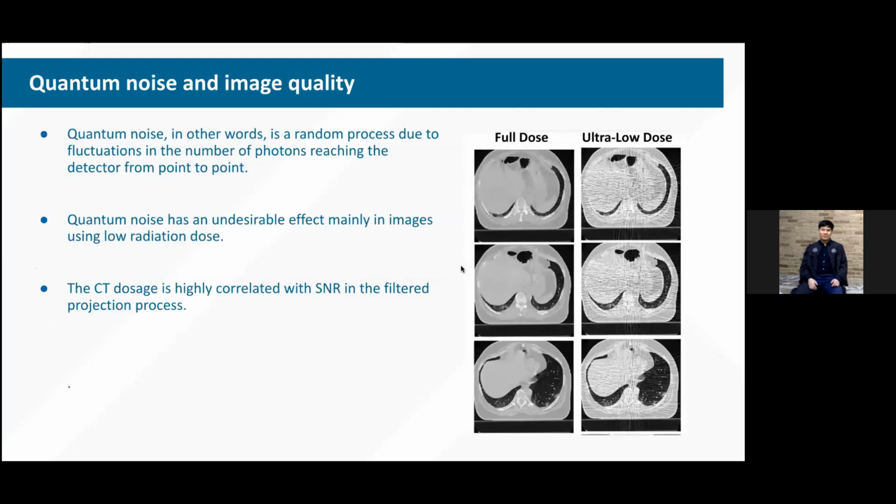And more about quantum noise. In other words, it is a random process due to fluctuations in the number of photons reaching the detector from point to point.